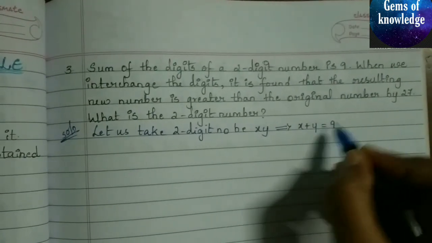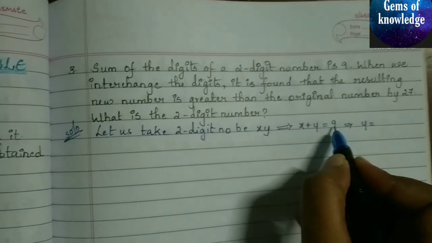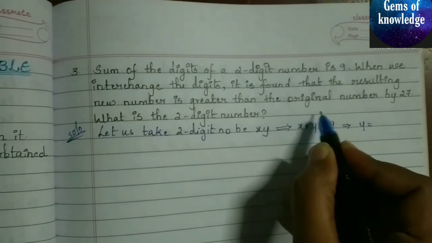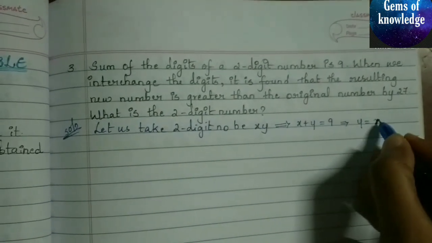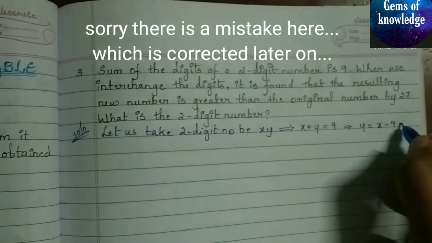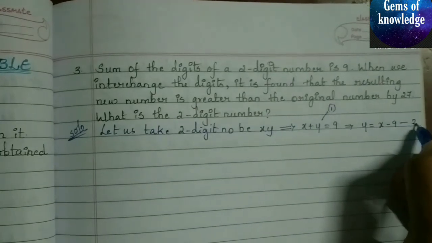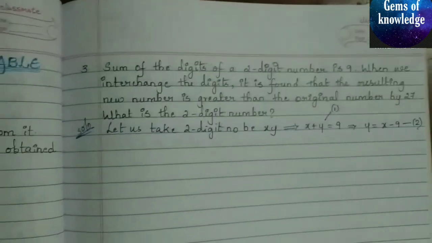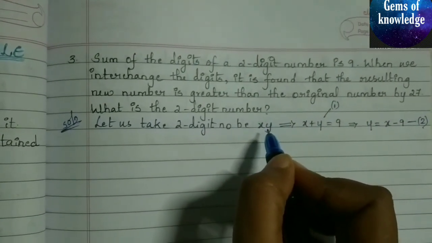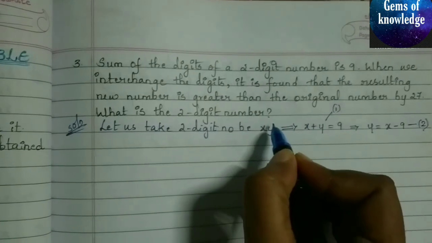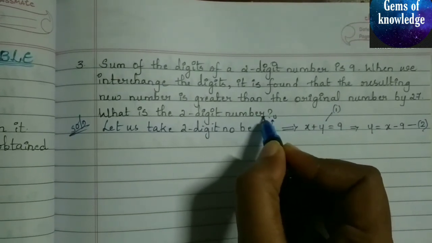From this only we can write y is equal to, when we take this y value, 9 will be as it is, and this x goes to the other side. So it will become y is equal to x minus 9. Let us consider this as equation 1 and this as equation 2. Now we have taken xy as our 2-digit number. You can see here this y is in the units place, similarly this x is in the tens place.